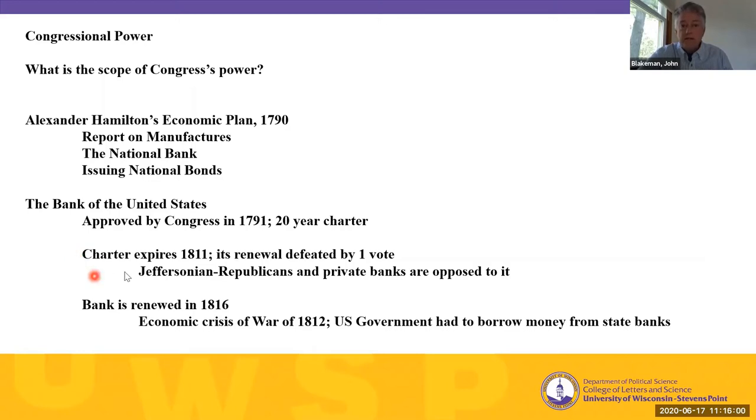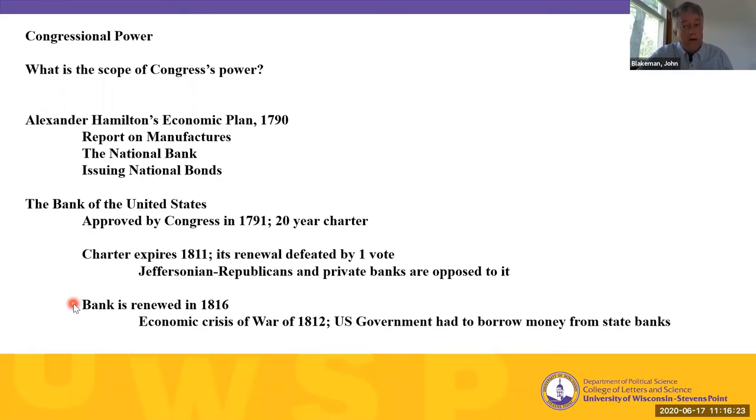Obviously, the Jeffersonian Republicans oppose the National Bank, and private banks are opposed to it as well. The Jeffersonian Republicans, remember, are classic anti-federalists. They're really focused on states' rights. And as they see it, Congress does not have the authority to create a national bank. It's not in the Constitution.